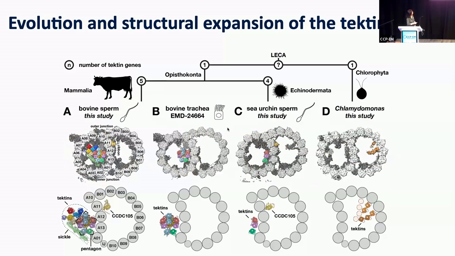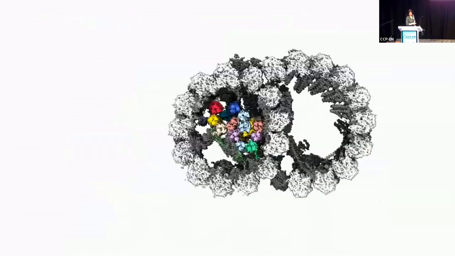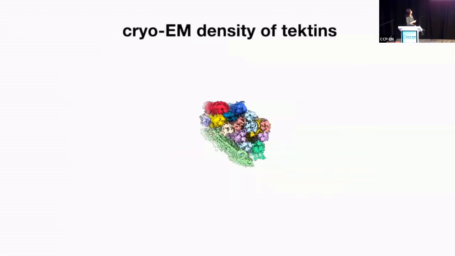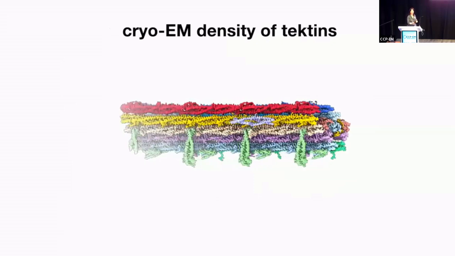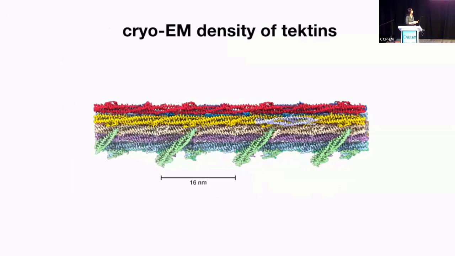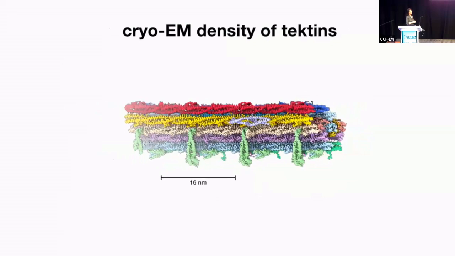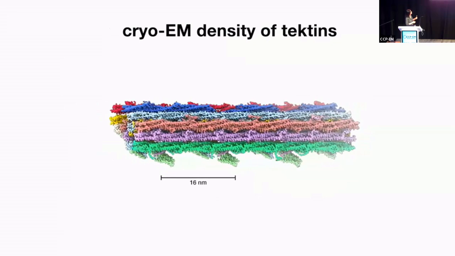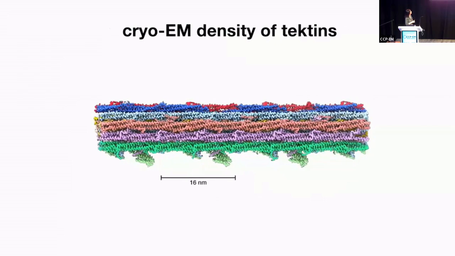And so I also have a short movie that summarizes it, because it's also very interesting on the structural level, because what we find is that the expansion of these extra microtubule inner proteins is done by one version of the tektin that is called tektin 5. So here what you see is all the tektins together.